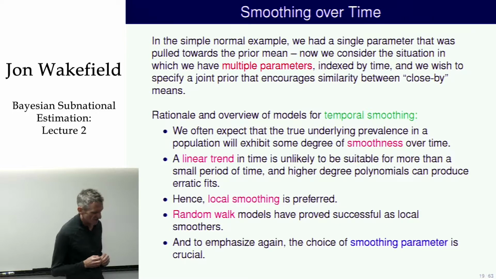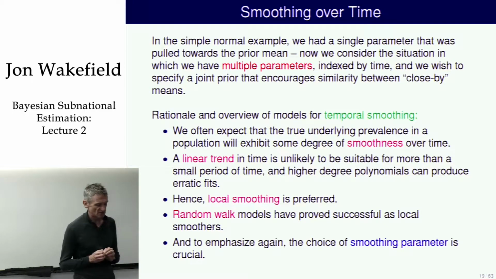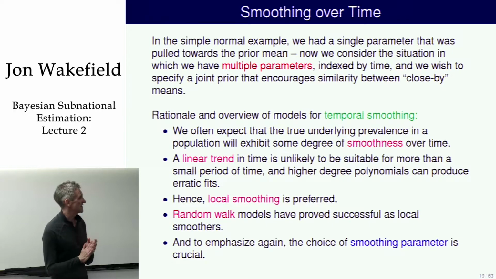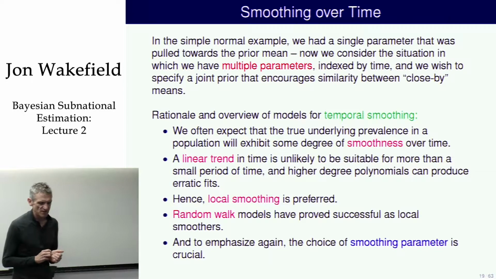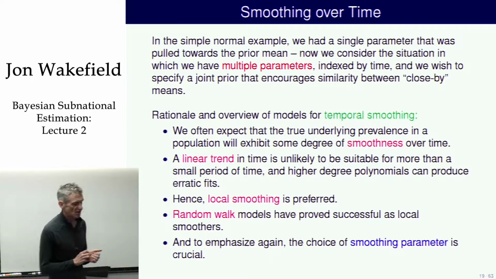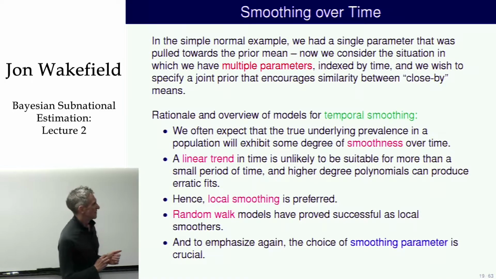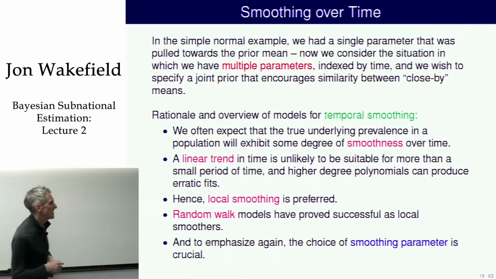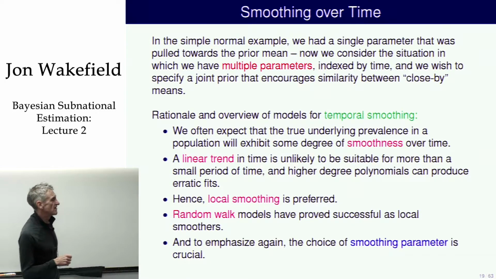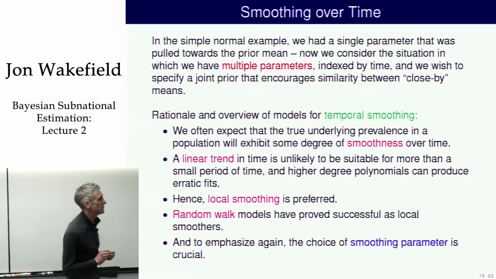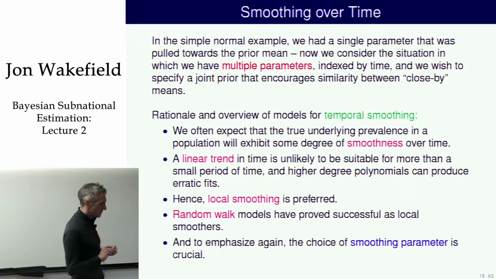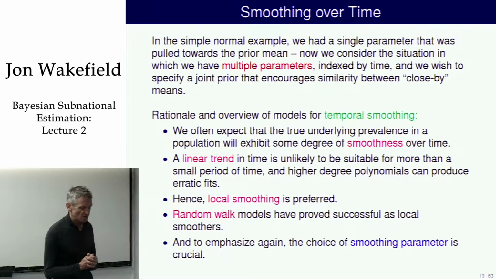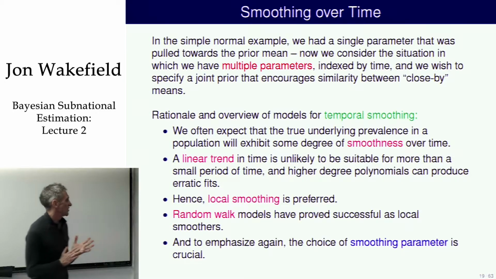So the first thing we might think about is to assume the model is linear in time. So our prior says we expect a linear increase or decrease over time. That might be okay over very small periods, but that's going to be too restrictive over a longer period. The next thing we might think about is higher degree polynomials. They can produce very weird and wonderful shapes, so that might fit the data well, but it could also be very unstable.